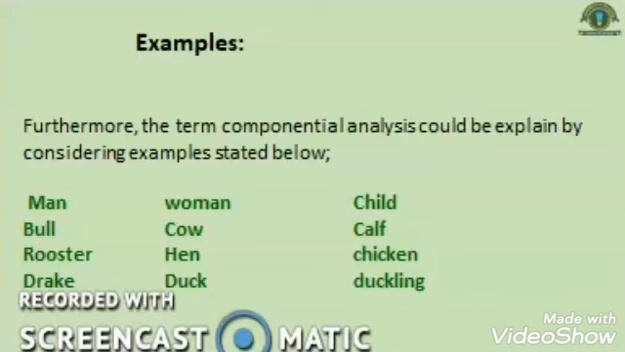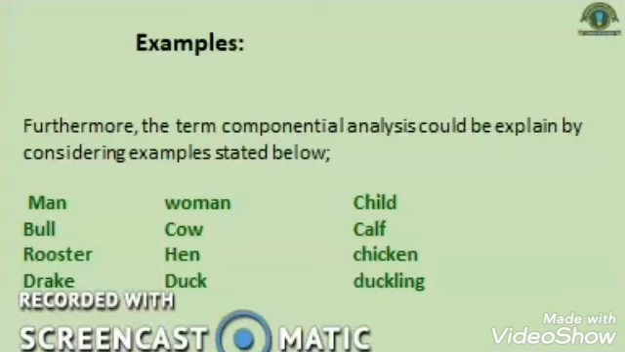The very first example is man, woman and child. The next one is bull, cow and calf. The rooster, hen and chicken. Drake, duck and duckling. If we observe, each example is given with its basic factors: they are human or non-human, male or female, mature or immature. So we can easily categorize all of these.